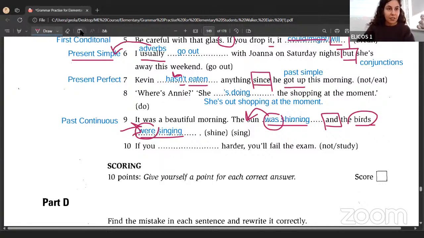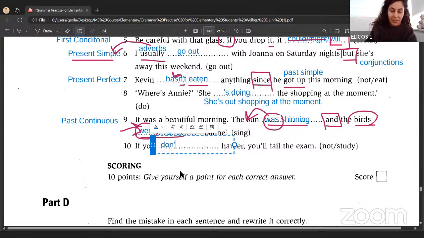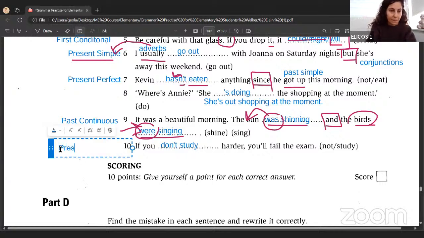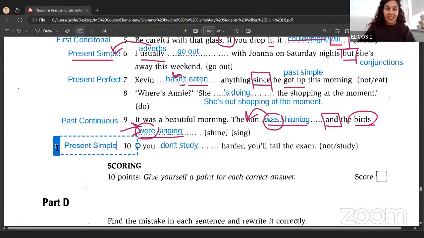Number 10, if you don't study further, you say the time. Yeah, if you don't study. So it's a present simple negative. If you don't study harder, you'll fail the exam. So I'm speaking now in this moment. So present simple. It's just a negative, if you don't. Remember for he, she, it, if she doesn't, if he doesn't, if it doesn't. But it's you. So if you don't study harder.